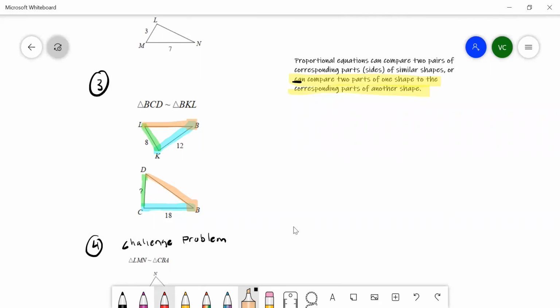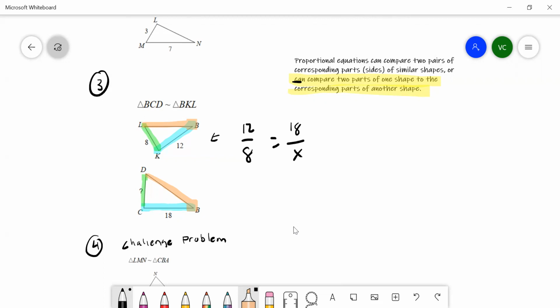And what you're going to do now is you're going to put two sides of a single triangle into a fraction. So for example, if we go blue over green, we're going to say for this one, 12 over 8 is equal to 18 over x. And this would still work if you went green over blue. I just decided to go blue over green.